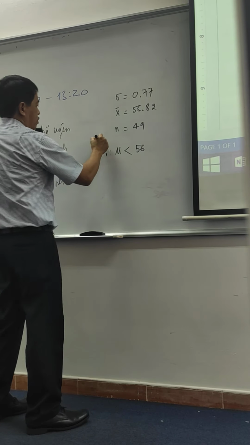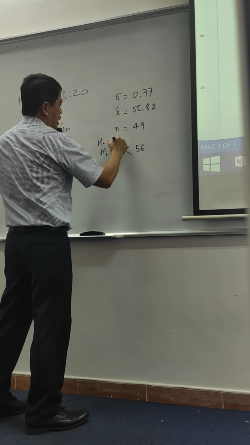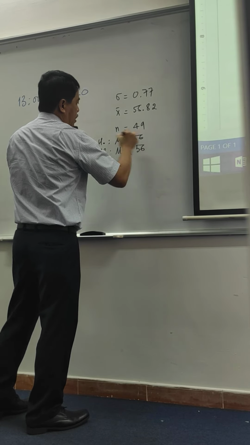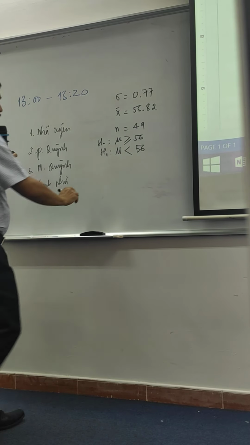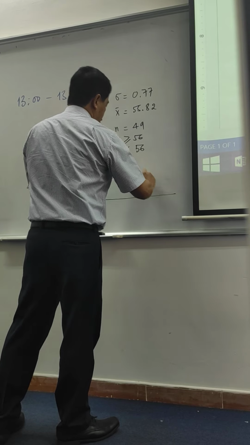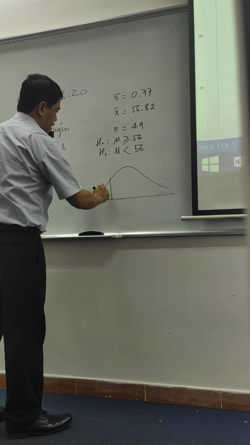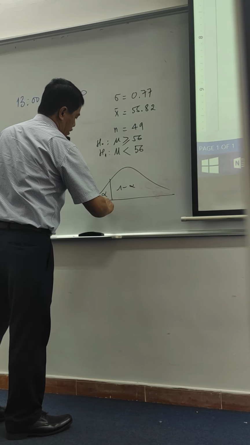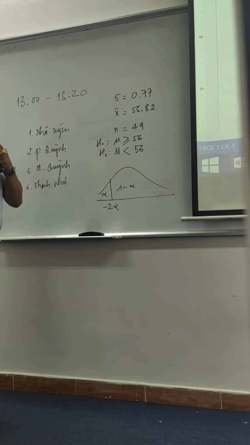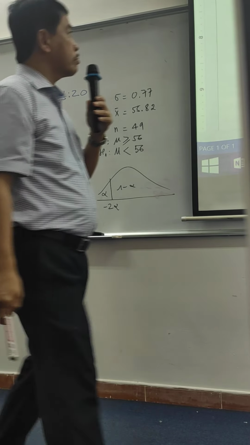So H0, in this case, we have mu equal to 56. Got it? So what kind of test is this? One tail, left or right? Left tail. Right, so alpha. Got it? Now we do it.